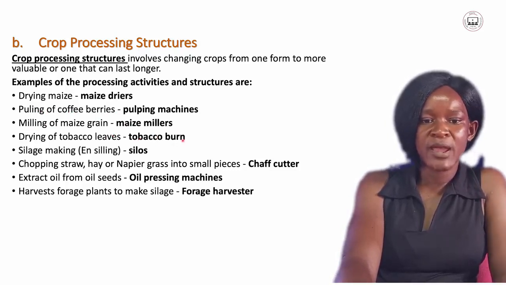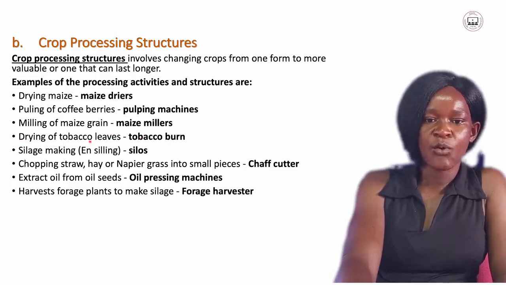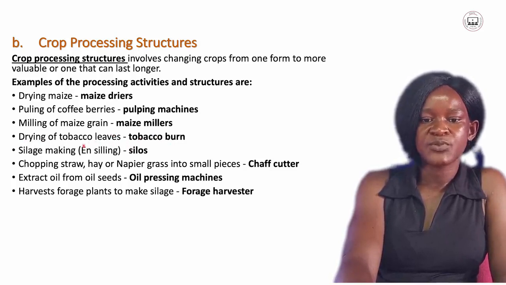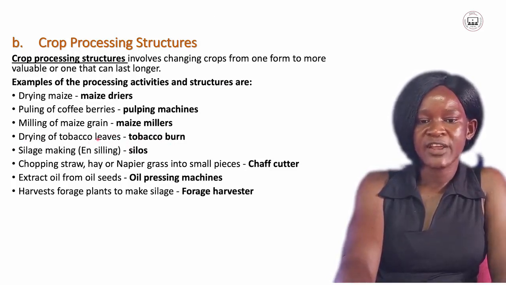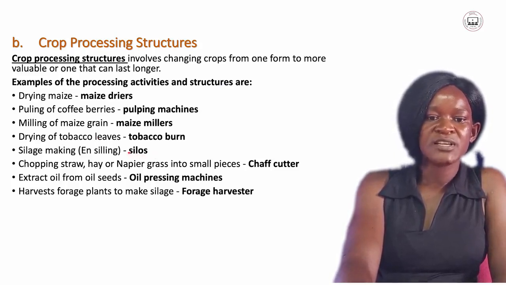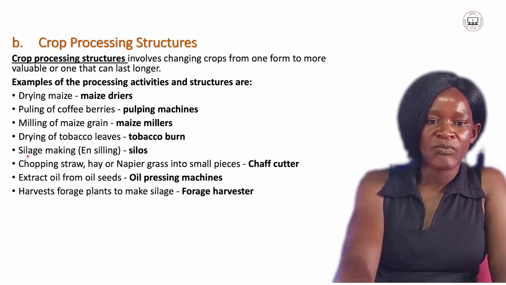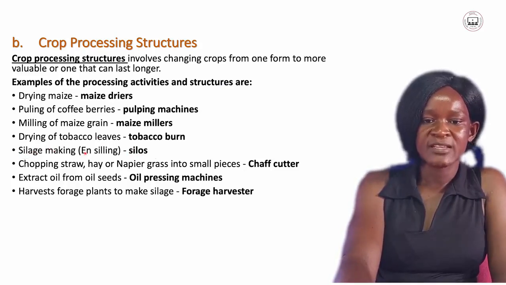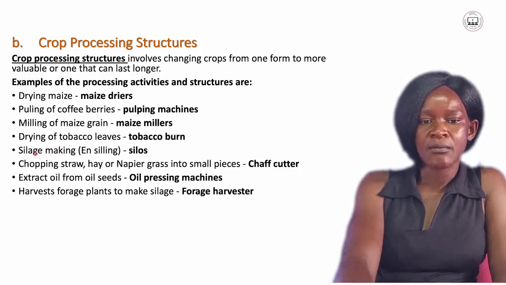Then we have the tobacco bin. These are structures used in drying tobacco leaves. It's where we hang the tobacco leaves so that air drying can be done. So we call them tobacco bins. Then we have silos, which are for silage making. We use them for making silage. Silage is one of the feed conservation measures which we do for animals.